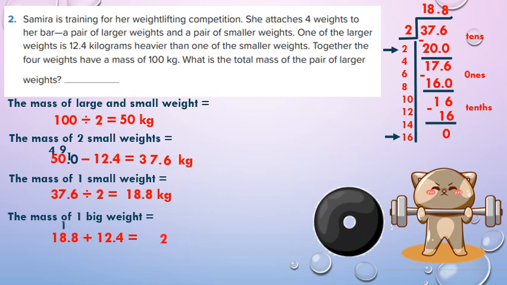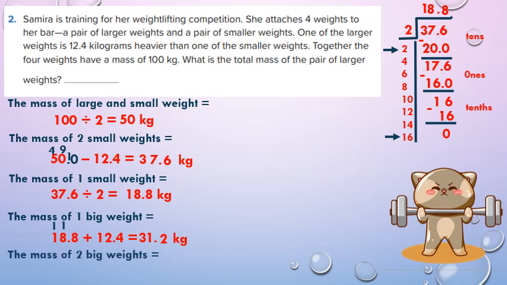8 plus 4 equals 12. 8 plus 2, 10 and 1, 11. 1 plus 1, 2 plus 1, 3. So the weight of the large weight is 31 and 2 tenths kilogram. He wants to know the total mass of a pair, not one, a pair of large weights.